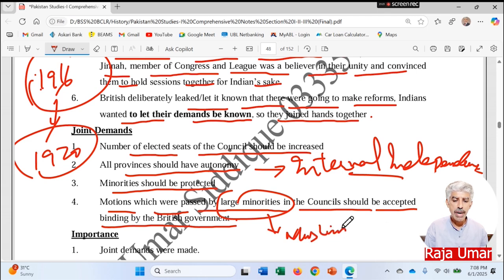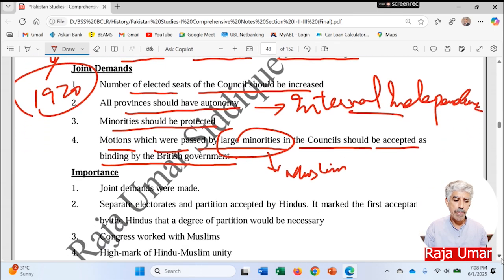larger minority of the subcontinent. They were in greater number, but still they were quite less than the Hindus. So they were the larger minority. So whatever motions or resolutions were passed by these larger minorities, like the Muslims, they should be binding on the British government, that the British government should impose them as they were passed.